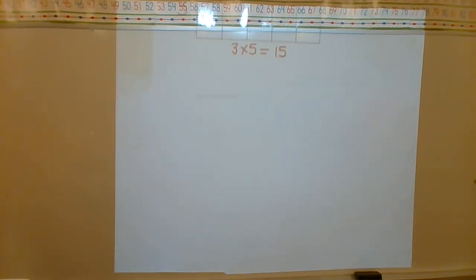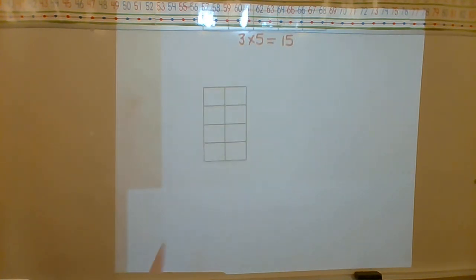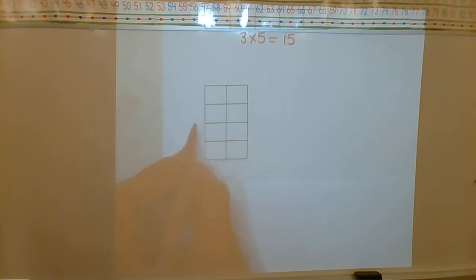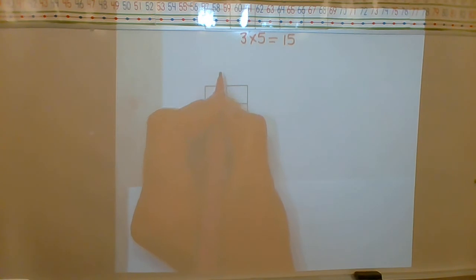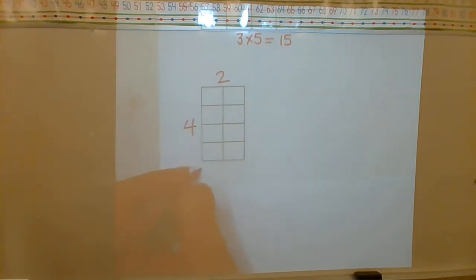What if I show you this array? How many rows? 1, 2, 3, 4 rows. How many in each row? That's right, 2. So this would be a 4 by 2 array. How many tiles would be in that array? Well, what's 4 times 2? Or 4 plus 4? That's right, 8. Good job, 8.